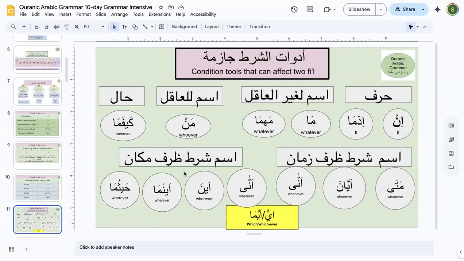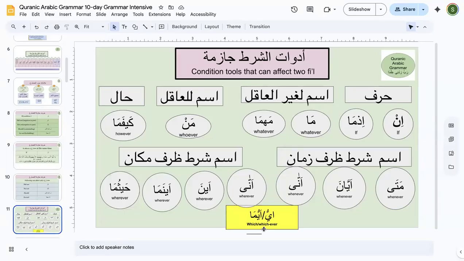Alhamdulillah, barakallahu fiki. Okay, so then comes ismu shart, zarf makan. And what is zarf makan? Because everything has a meaning, and without meaning, we cannot move forward. It's a noun of place. Nothing hard, right? Ismu shart, zarf makan. It is ism of shart, adatu shart, which is ismu shart, and it has to do with a place. So anna, aina, ainama, haisuma are for place.